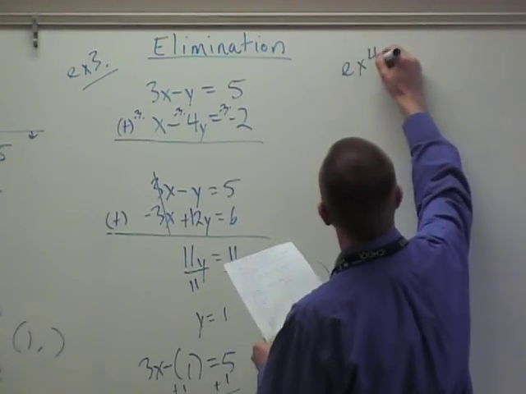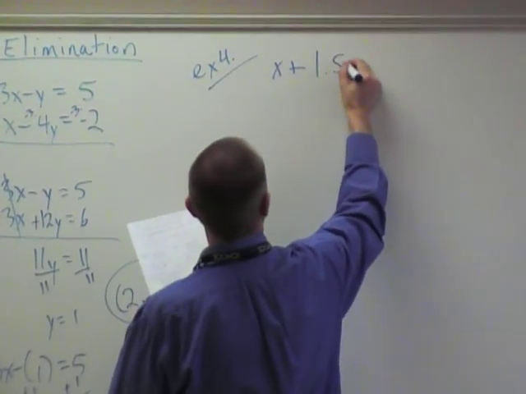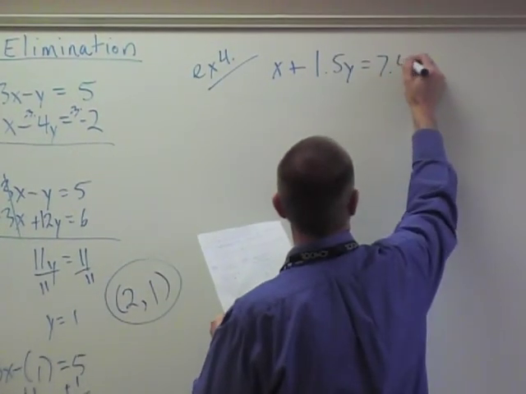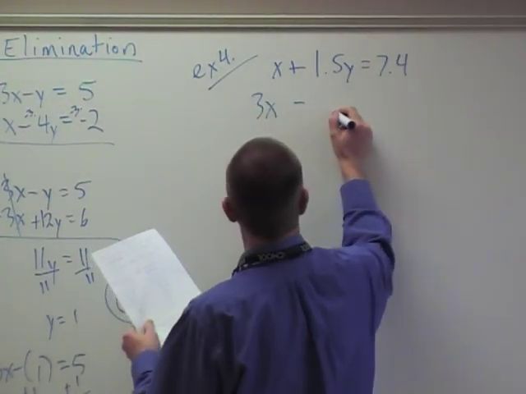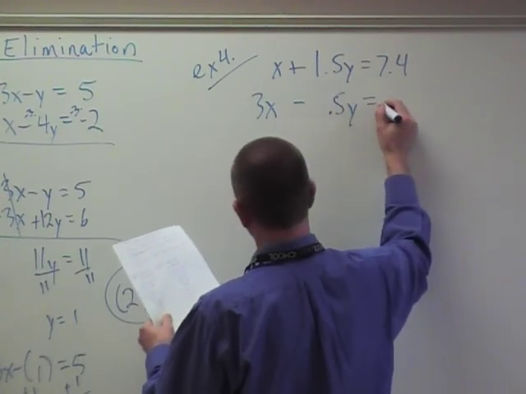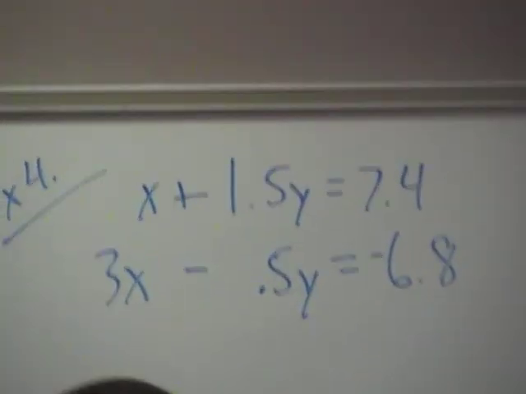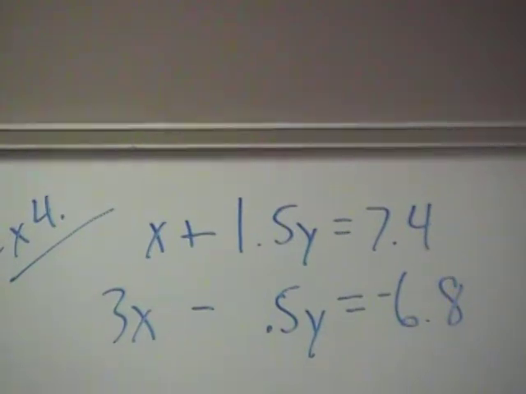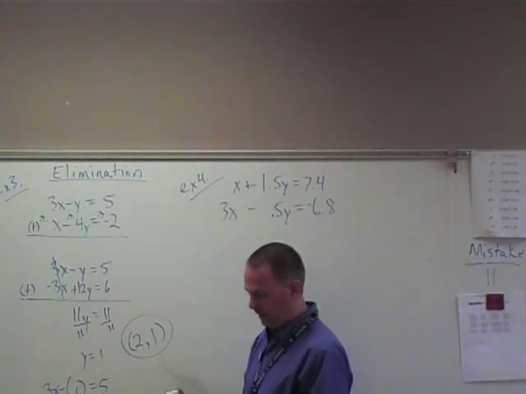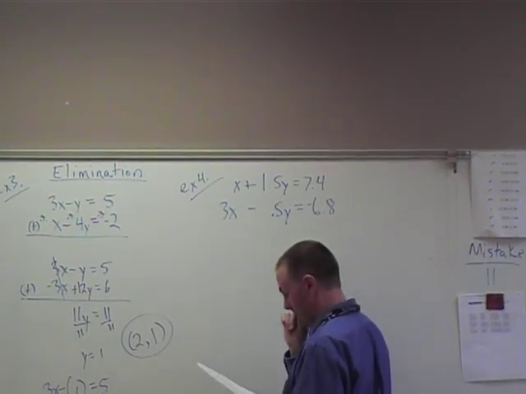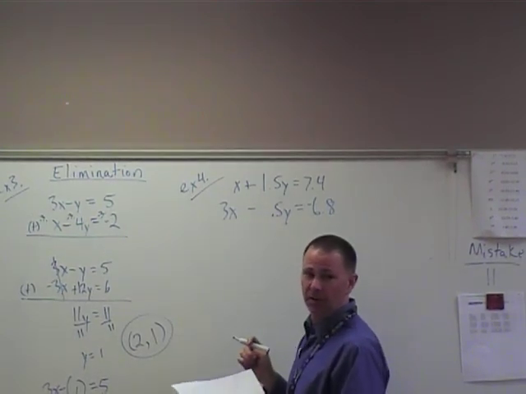Example 4. x plus 1.5y equals 7.4. And 3x minus 0.5y equals -6.8. Man, that's ugly, isn't it? How about we just multiply everything by 10 to get rid of the decimals? Will that make you feel better?